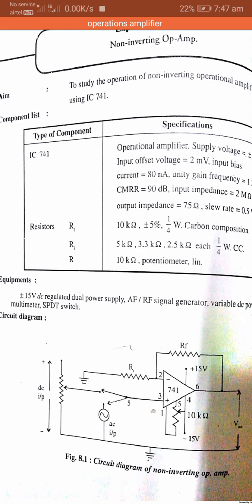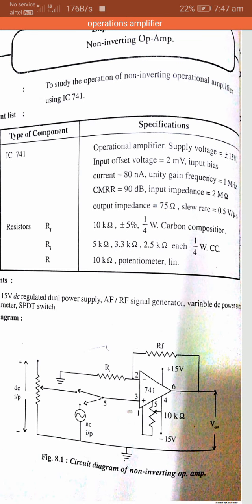Specification of operational amplifier: supply voltage required plus minus 15 volt, means dual power supply. Input offset voltage 2 millivolt. Input bias current 80 nanoampere. Unity gain frequency 1 megahertz.